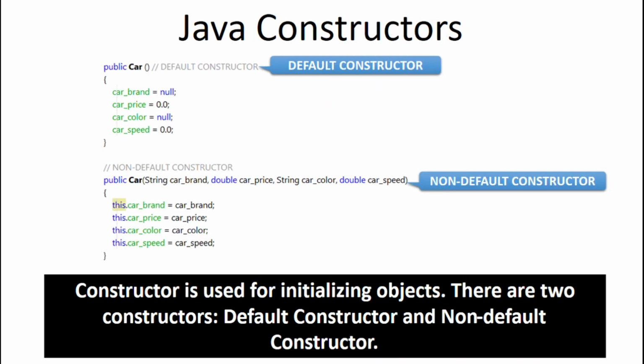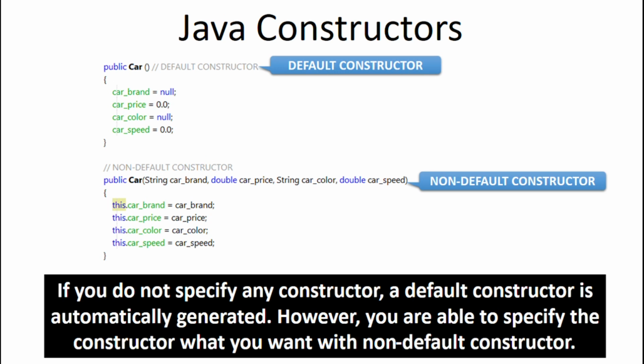In order to initialize, a constructor is used for initializing objects. There are two constructors, default constructor and non-default constructor. If you do not specify any constructor, a default constructor is automatically generated. However, you are able to specify the constructor you want with a non-default constructor.